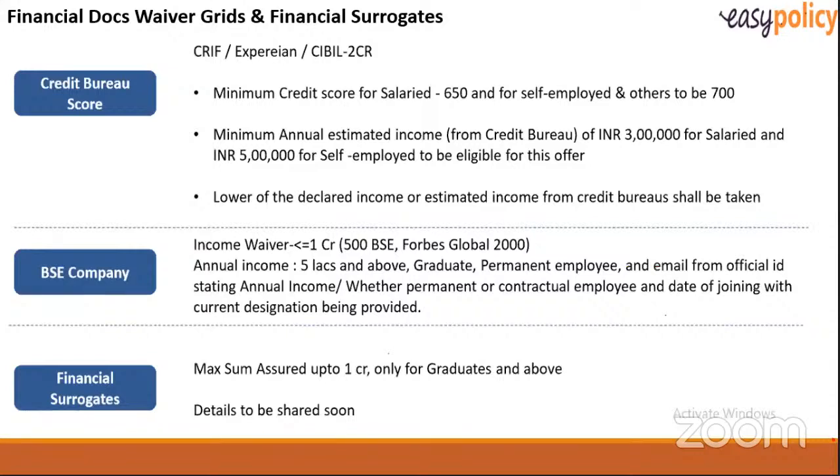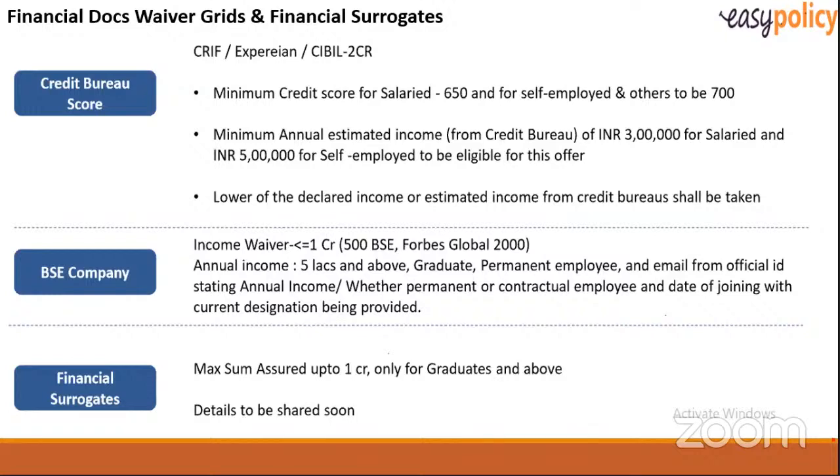Financial docs waiver grade and financial surrogates. Financial documents are not required in some cases. As I told you, you don't have to remember, but just for information, if the credit bureau score is 650 or more than 700, then again financial documents are not required. Or if the person is from the top 500 BSE companies, or if the company is listed in Forbes Global 2000, then financial documents are not required.